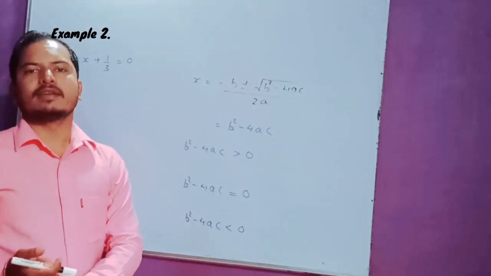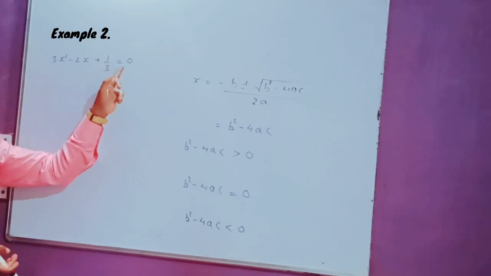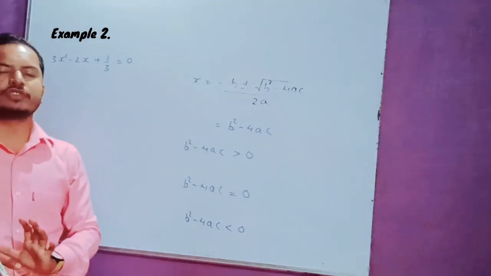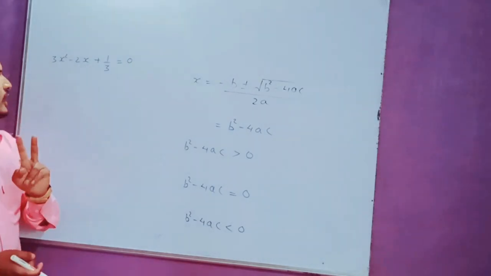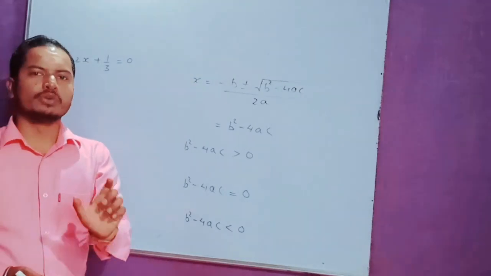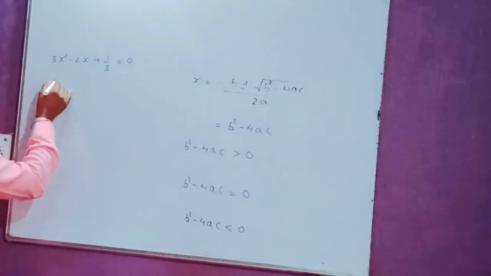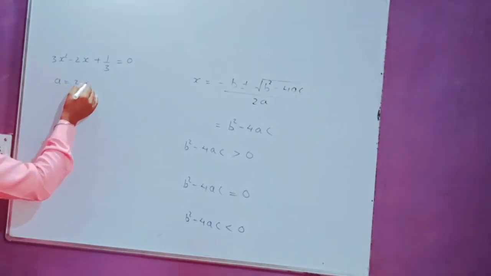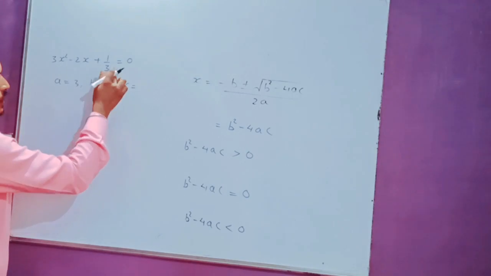Now let us take another example. The example is 3x square minus 2x plus 1 upon 3 is equal to 0. It is a quadratic equation because the maximum power of the variable x involved in it is 2. And we need to find the nature of the roots or the zeros of this quadratic equation. So if we compare this with the standard form, then a is equal to 3, b is equal to minus 2, and c is equal to 1 by 3.